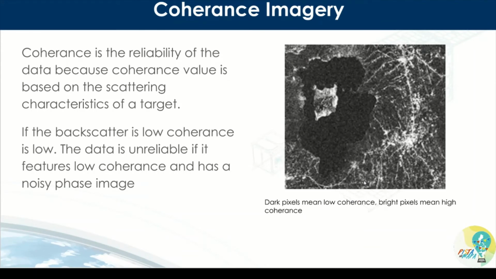For coherence, I was mentioning in the previous slide that the center of the image was incoherent. So, in short, coherence is the reliability of the data, and this is based on the scattering characteristics of the target. If the coherence of the data is low, that means it's not entirely accurate, but if it's high, like it's bright, and you can see it, which are often associated with urban areas, then that means it's very reliable data.